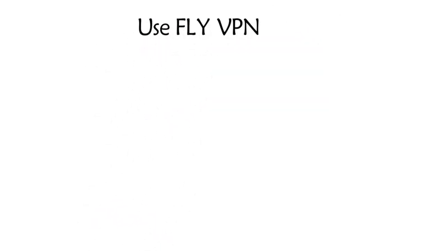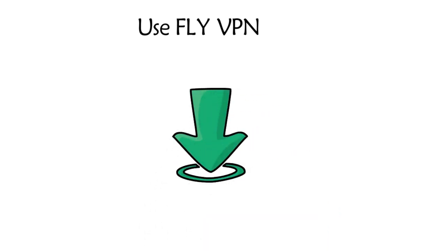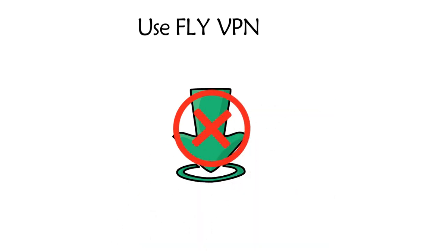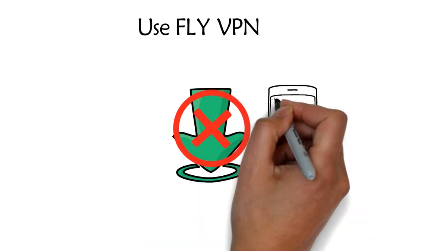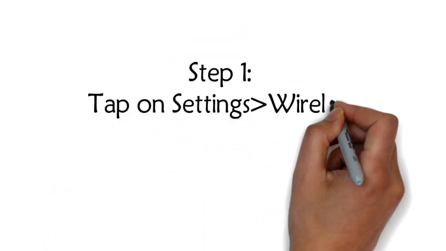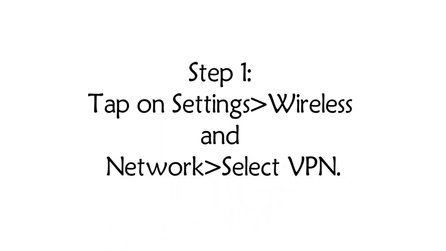Use Fly VPN. Another option is Fly VPN, which you do not have to download to your Android device. Here's what to do. Step 1. Tap on Settings > Wireless and Network > select VPN.